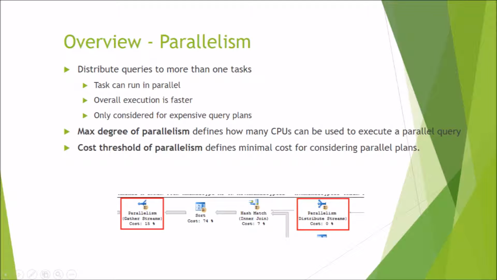Now the cost threshold determines the cost that a query must meet before a parallel plan can be considered. So you can set this option and it looks at this along with max DOP to determine, should I, with this very expensive query, execute it across all my processors, how many processors, and when do I start executing?